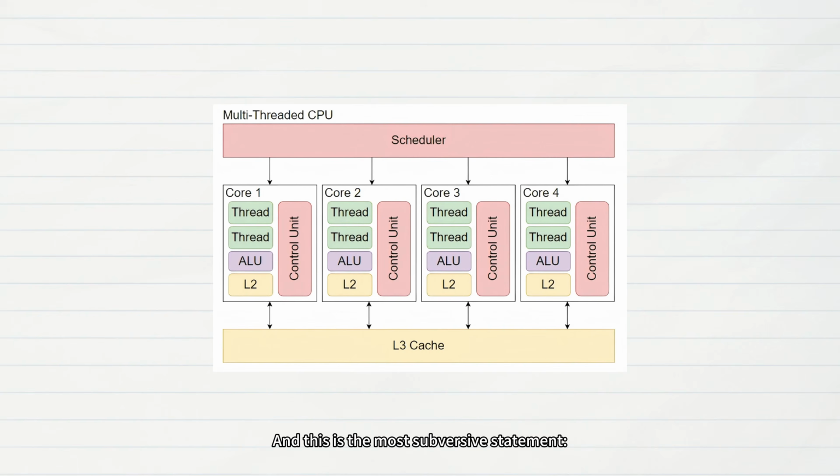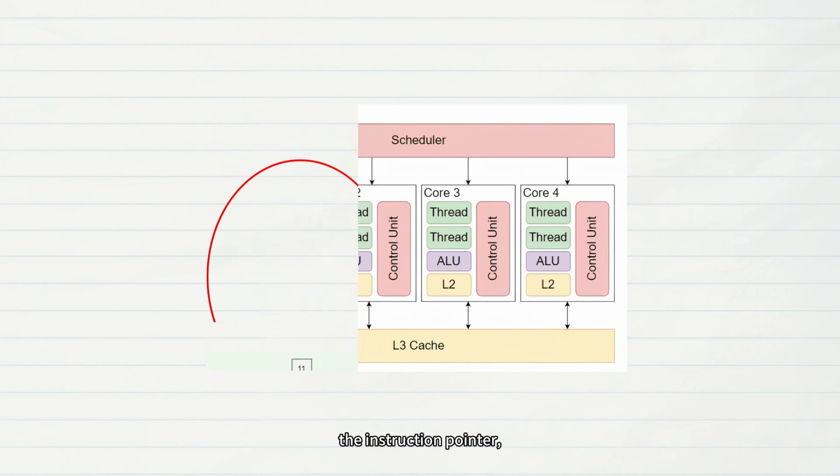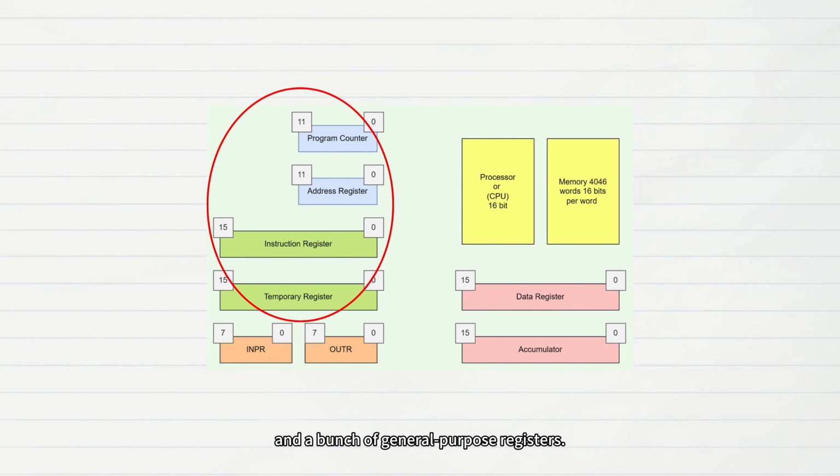Third, and this is the most subversive statement, the CPU has no idea what a thread is. The CPU only recognizes 3 things: the instruction pointer, the stack pointer, and a bunch of general purpose registers. Whose register information is loaded into the CPU, that's whose instructions the CPU executes. Thread switching, at its core, is swapping out one set of register data for another.